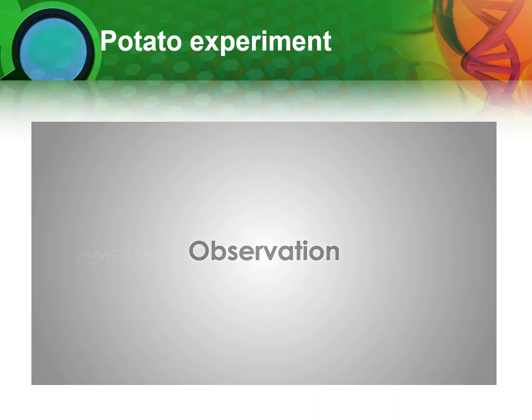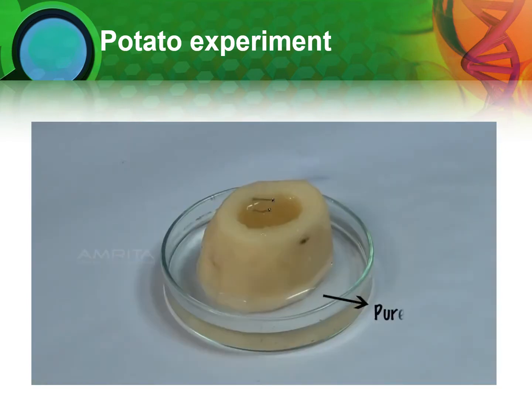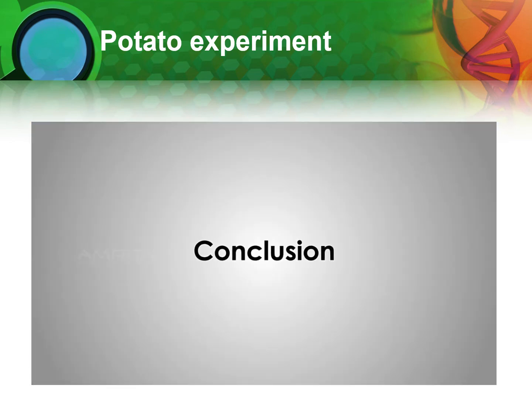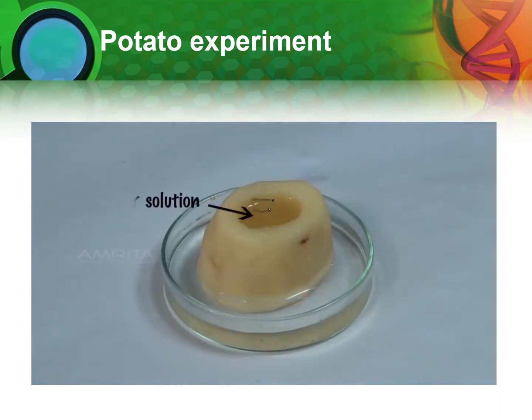Observation: the level of sugar solution in the potato cavity rises after some time due to the entry of water into the sugar solution through the selectively permeable membrane of the cells of the potato. Conclusion: the movement of water from the Petri dish to the potato cavity occurs because of the difference in the concentration of solvent molecules in the two regions, sugar solution in the potato cavity and pure water in the Petri dish.